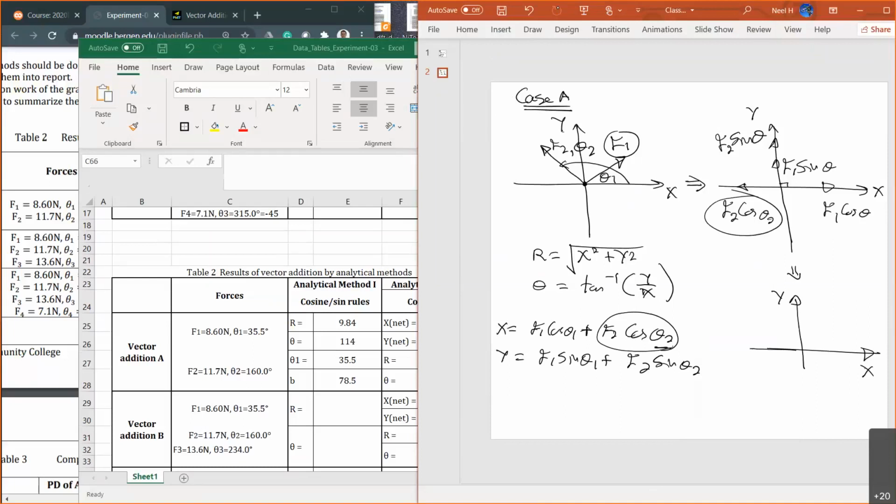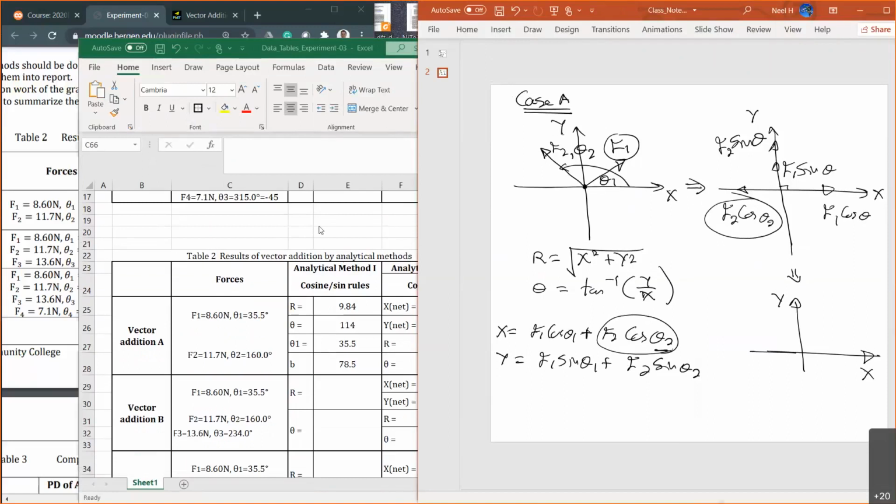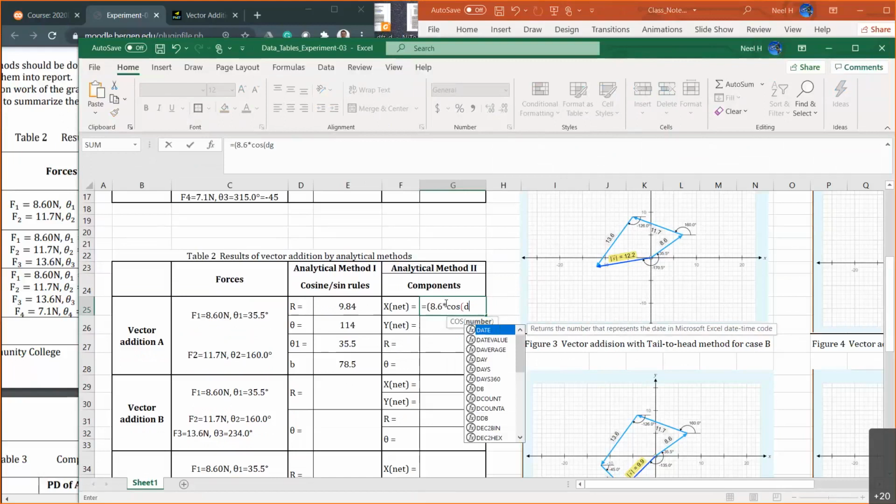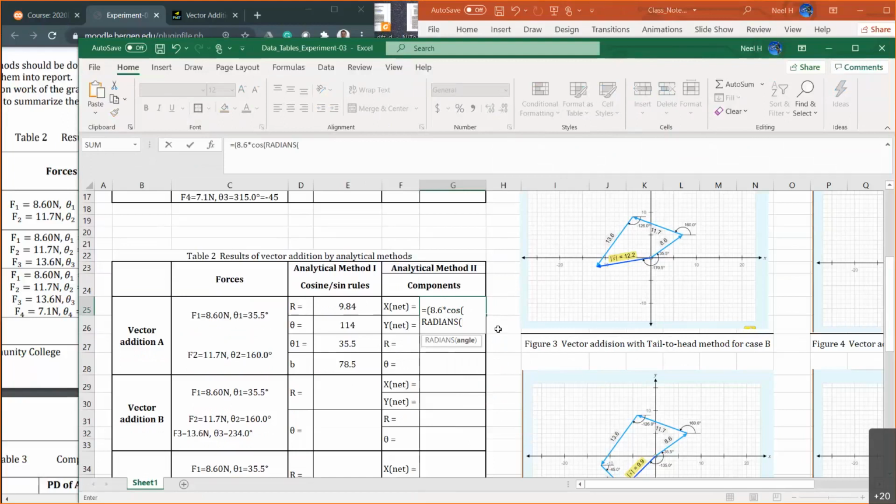Now let's do this in our Excel sheet. That's all really. So let's go to the Excel sheet and do x component, equal sign, f1, 8.6. I think it's better to use a parenthesis here. 8.6 times cosine of the angle. I have to use radians actually, otherwise this will give me a wrong answer. Radians of the angle, which is going to be 35.5. Close bracket. Close brackets again, and then close brackets again for the outer brackets.